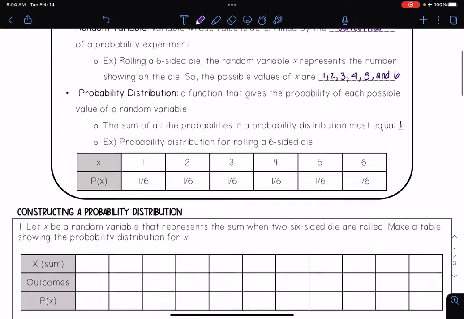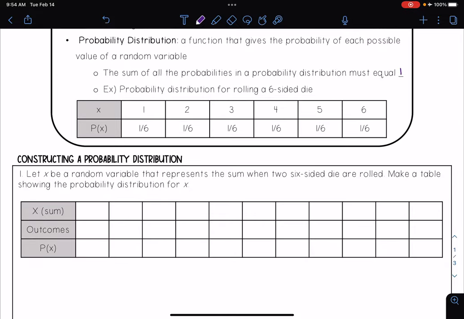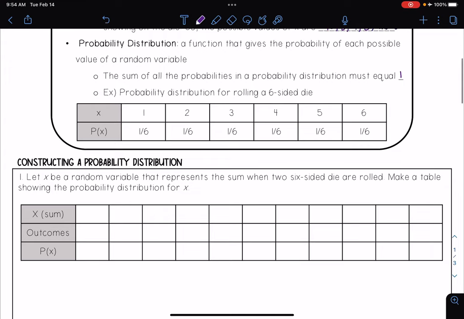So for example, the probability distribution for rolling a six-sided die: x, my random variable, is the outcome, so I can roll any of the numbers between 1 and 6. And my probability for each number, if I'm just rolling a standard six-sided die, is going to be a 1 out of 6 chance. So to roll 1, I have a 1/6 chance of rolling that. And I notice if I add up all of this row, all of the P of x, the sum is 1.